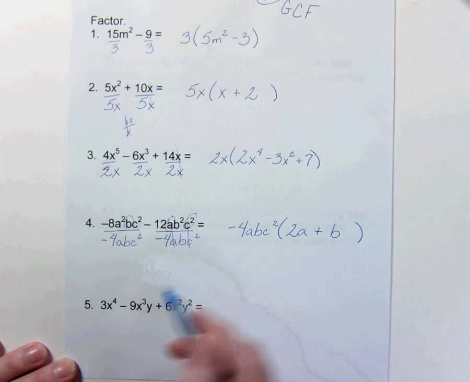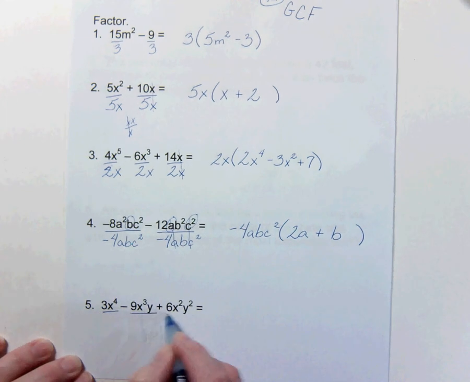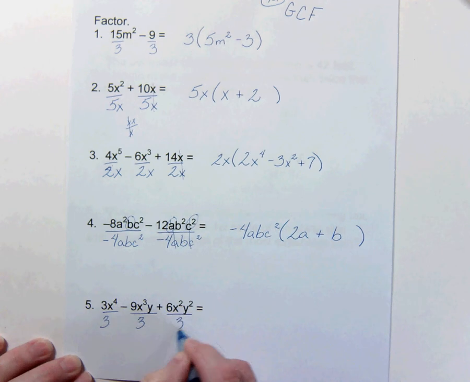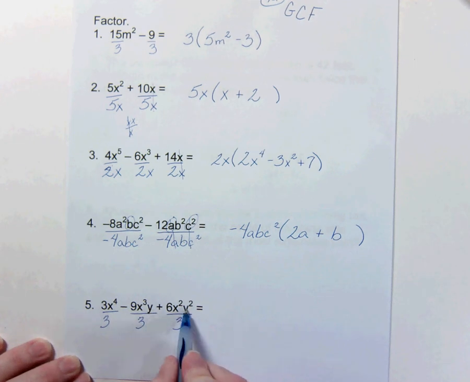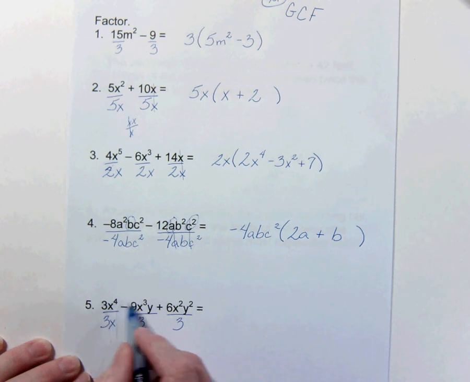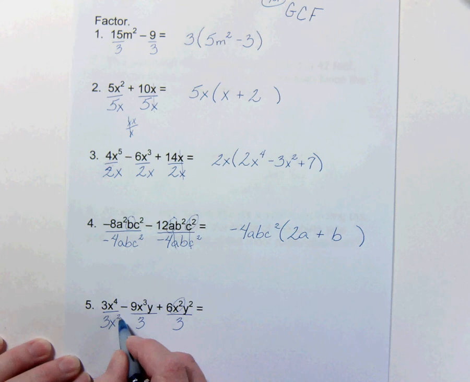Okay, number 5. What can factor out here is a 3. You see an x in every term but not a y. There's only a y in the last two terms. So x, what's the smallest power of x? That would be an x squared. So this becomes x squared.